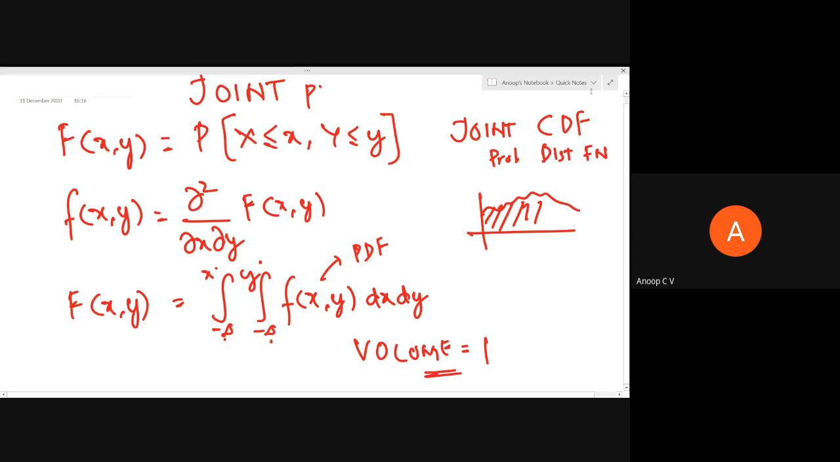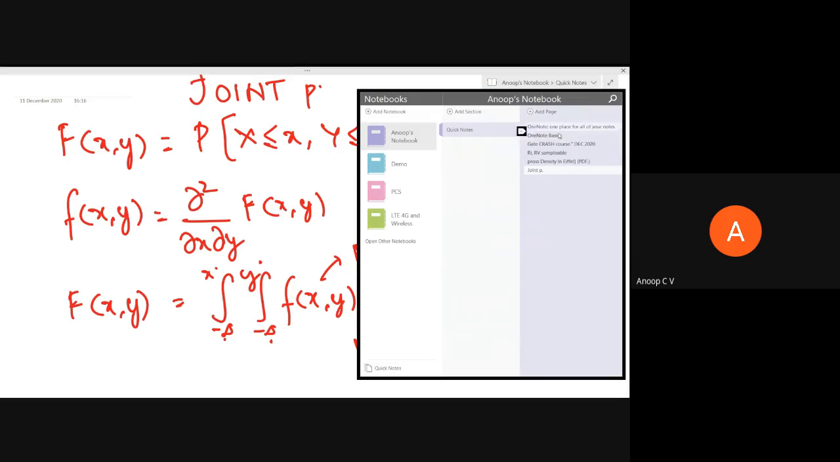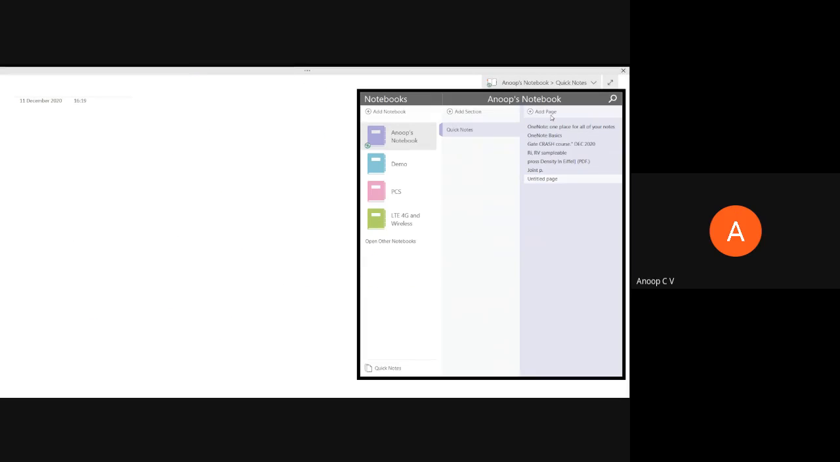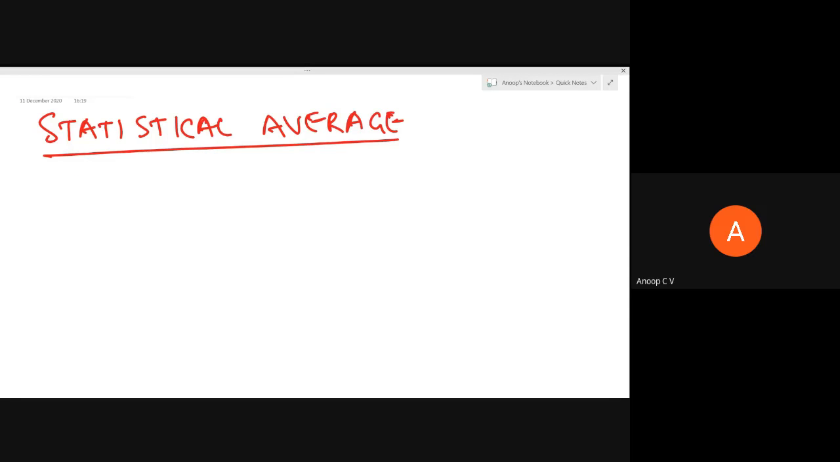So now with that note, we'll move on to the next aspect, that is statistical averages. From this point, you can expect some problems in GATE. I know I'm going a bit fast and skipping some aspects, but if you note these points down and have some doubt, we can always discuss it later.